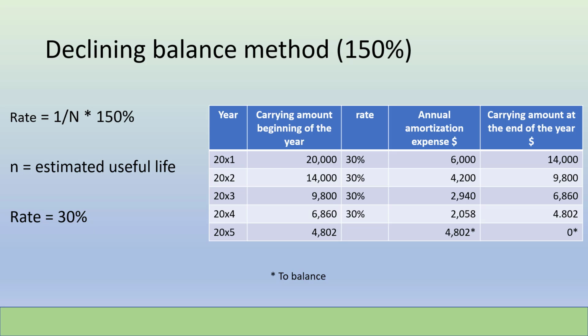The carrying amount at the end of the year is the difference between the beginning of the year carrying amount and the annual amortization expense. So in 20X1, $14,000. That will be carried forward to the next year, and then you multiply it by 30% again to get the annual amortization expense. The process will go on and on until the last date. You can see there is a note there: this amount is to balance, to make the carrying amount at the last year of the estimated useful life of the patent zero.